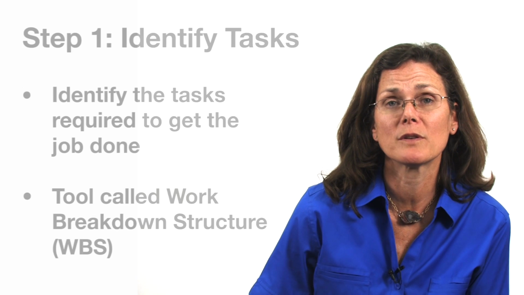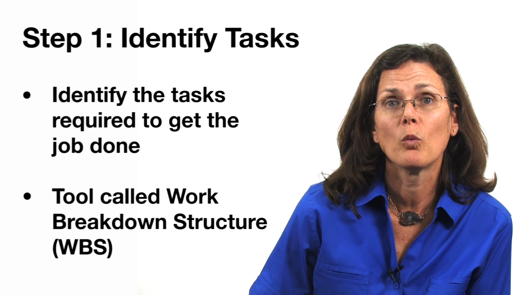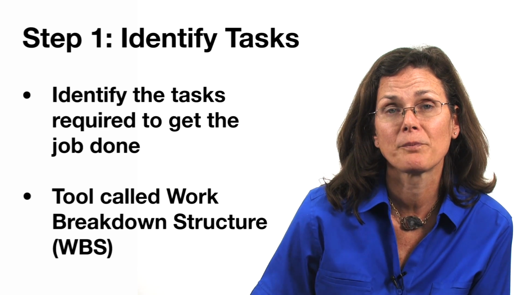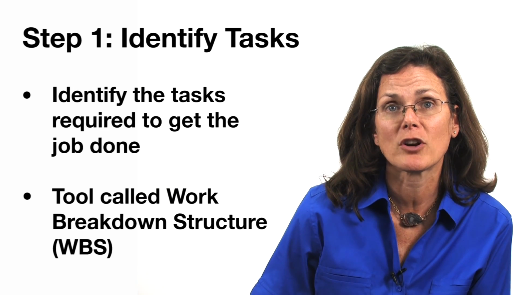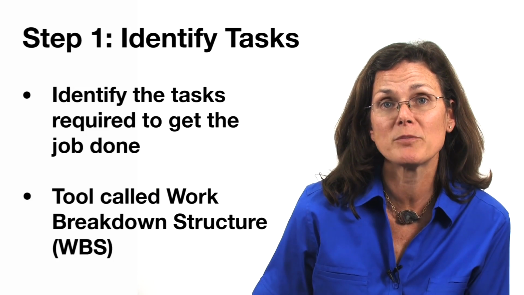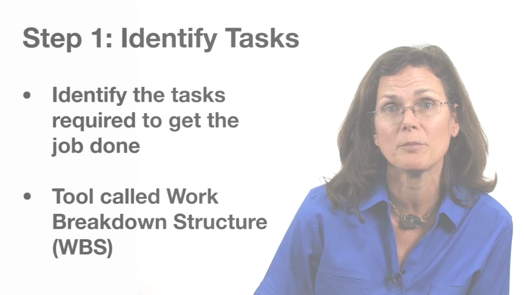Step 1 is to identify the tasks associated with your project. One tool that you can use to do this is called a work breakdown structure. In a work breakdown structure, the tasks needed to accomplish your project are subdivided into smaller subtasks, each of which are well-defined and manageable by the team.